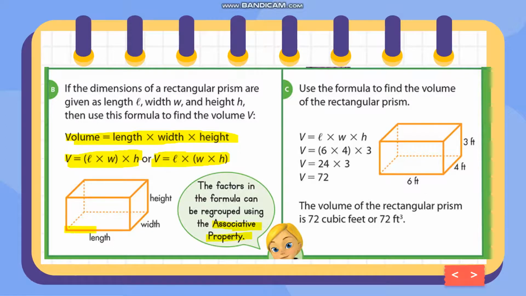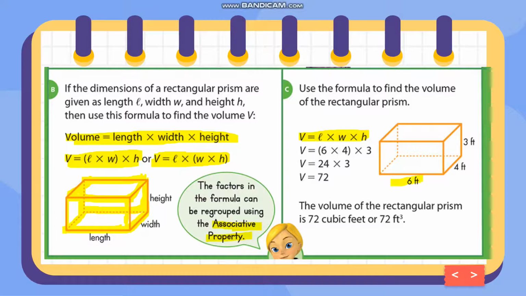So again, this is the length, this is the width, and this is the height. I would like to emphasize that if this is the length, this is also your length, and this is also your length. If this is your width, this is also your width. If this is the height, this is also your height, and this is also the height. Now, by applying the formula, volume is equivalent to length multiplied by width multiplied by height.